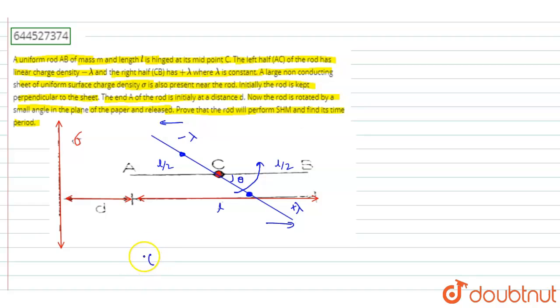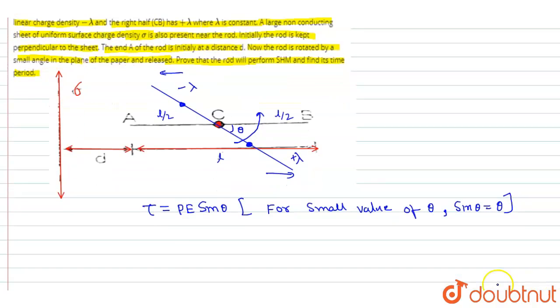Torque is equal to PE sine theta. And for a small value of theta, sine theta is equal to theta. So from here we can write torque is equal to PE theta.